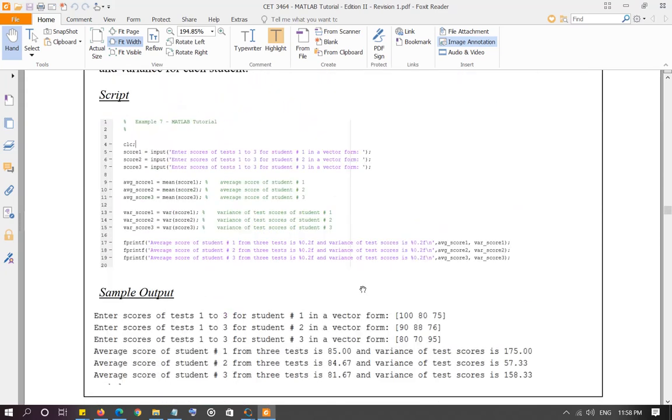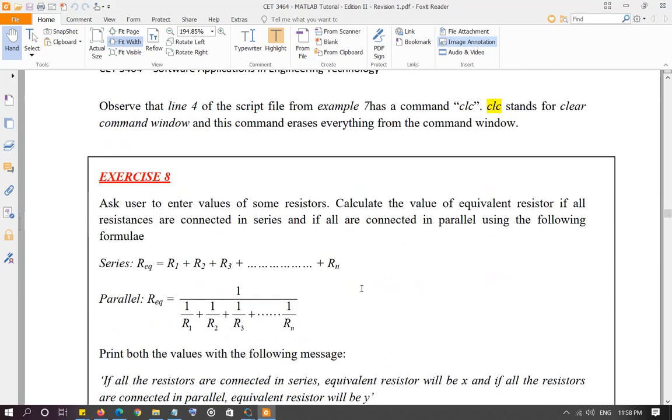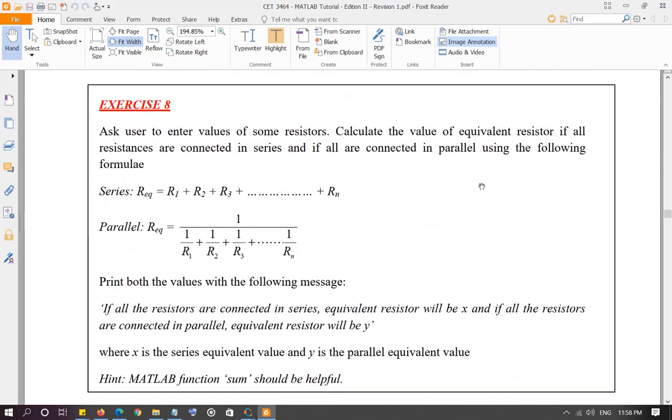Go over example 7, and exercise 8 is one of the exercises that you have to do. So in this exercise, basically you are asking the user to give some values of resistors as a vector. So your prompt is going to be: enter the values of resistors as a vector, and the user is going to enter as many values of resistors as the user wants. Don't restrict the user to only 2 or 3 values. And then you have to calculate the series resistance and parallel resistance equivalent through these formulas that you see.